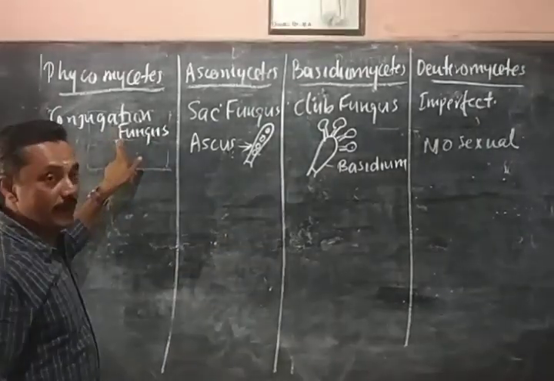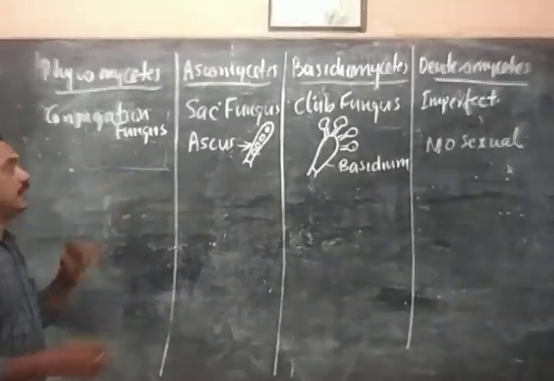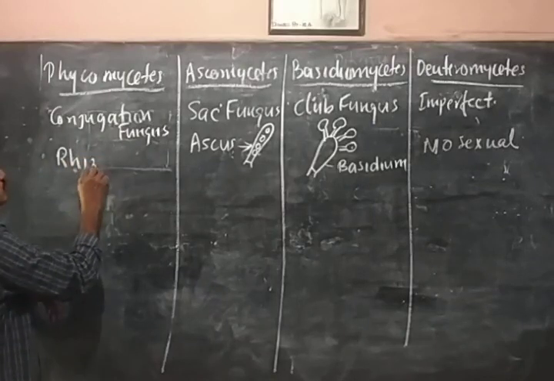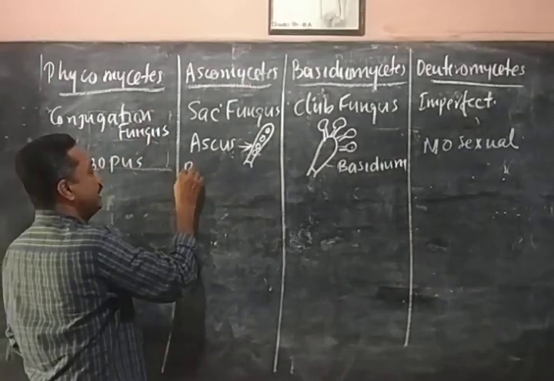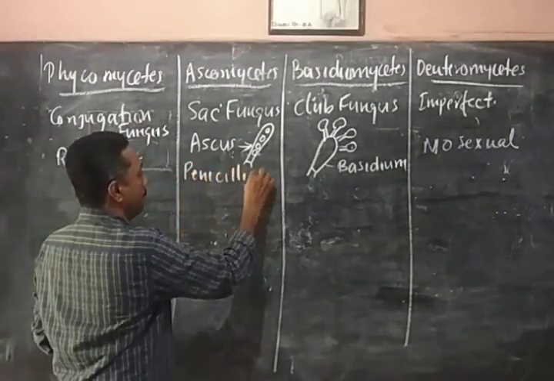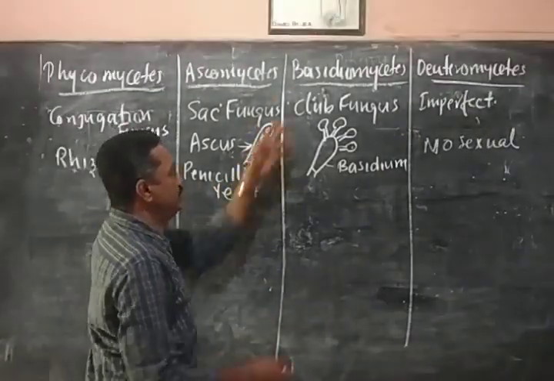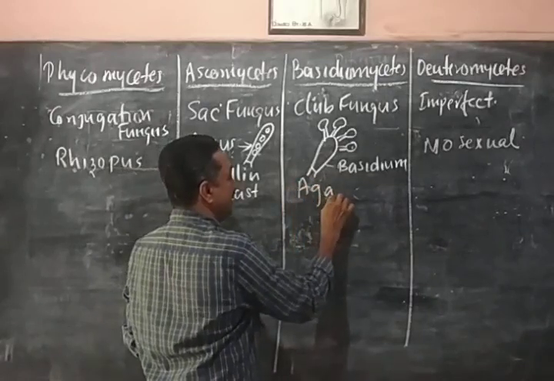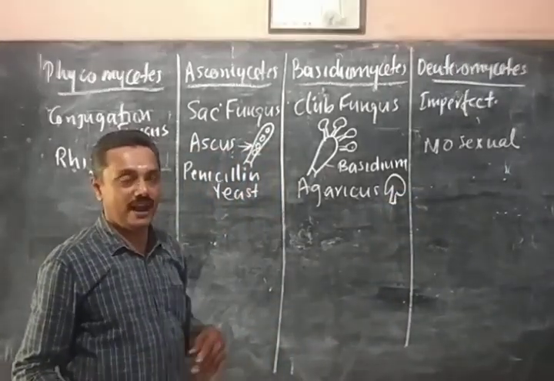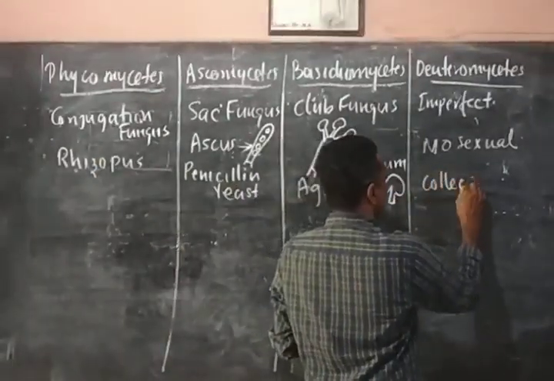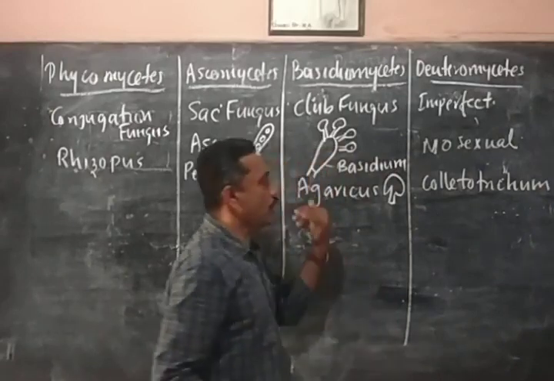For the Phycomycetes examples, I cannot draw all the things on the blackboard, so examples are given. A very common example for practicals is Rhizopus. We call it bread mold. For Ascomycetes, a typical example is Penicillium, producing the antibiotic, and yeast, etc. For Basidiomycetes, a typical example is Agaricus. We call it mushroom. And for Deuteromycetes, various examples are there: Colletotrichum, Alternaria, etc. So these are all examples.